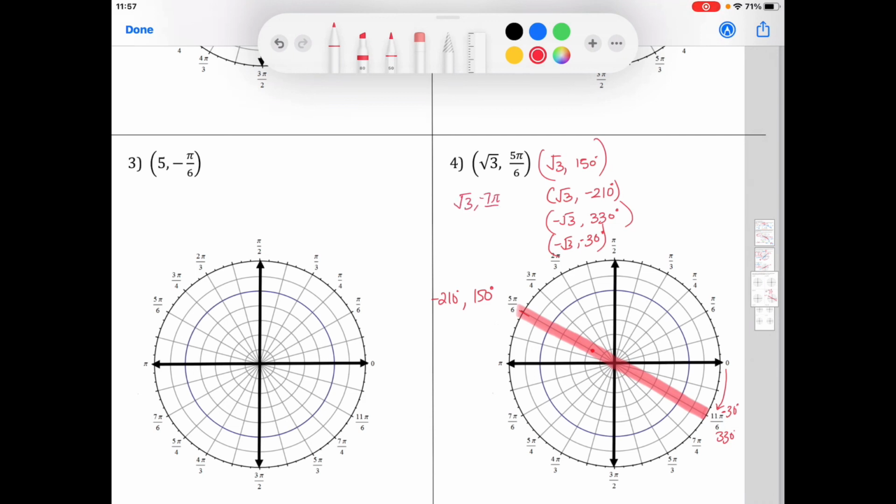So I'm going to convert them into radians also. It's going to be root 3 comma negative 7 pi over 6, negative root 3 comma 11 pi over 6, and negative root 3 comma negative pi over 6. So that's your answer. So for each of these questions, you're graphing the point and then you're writing it 3 more ways. Okay.